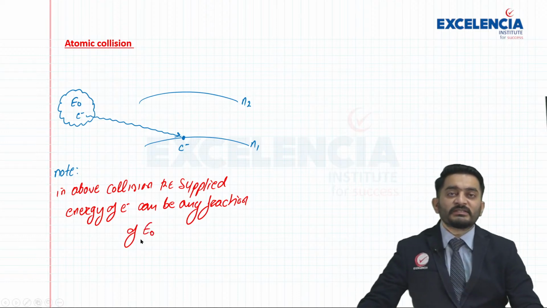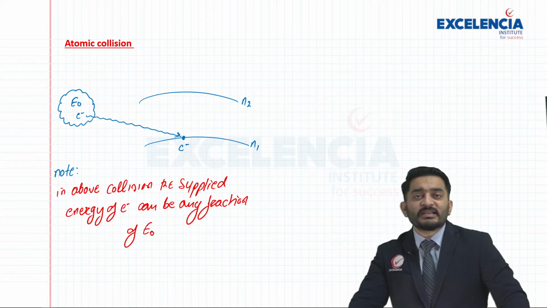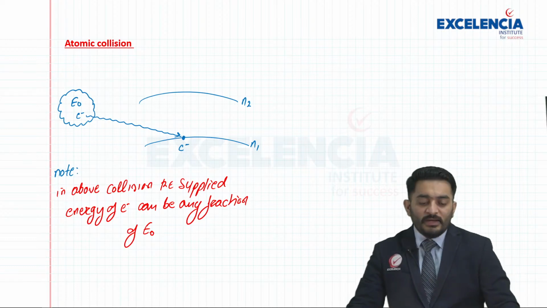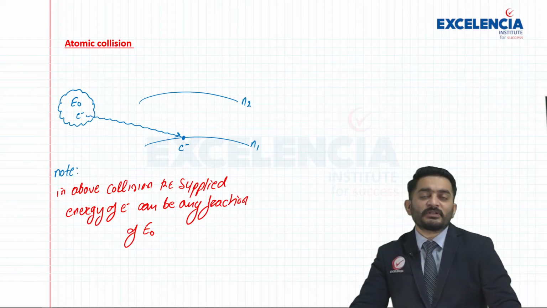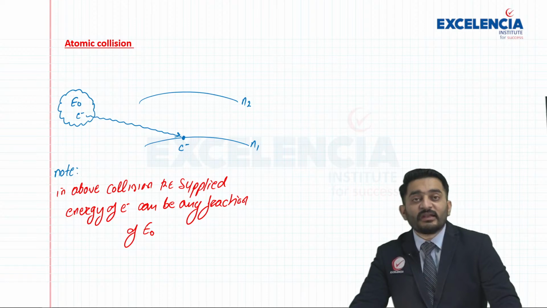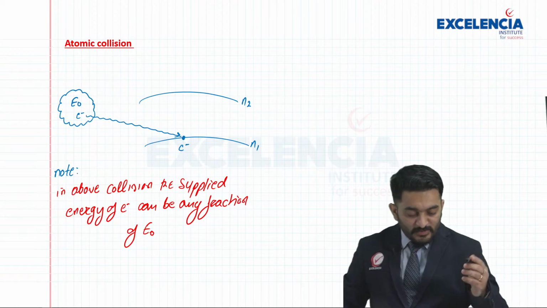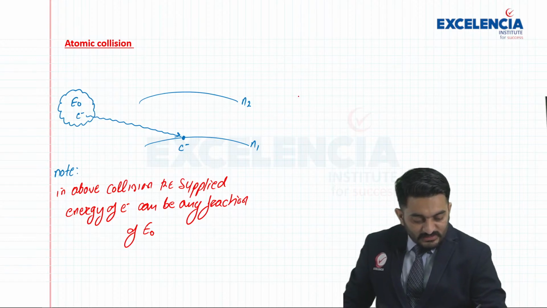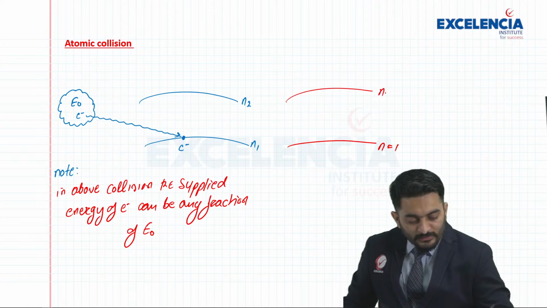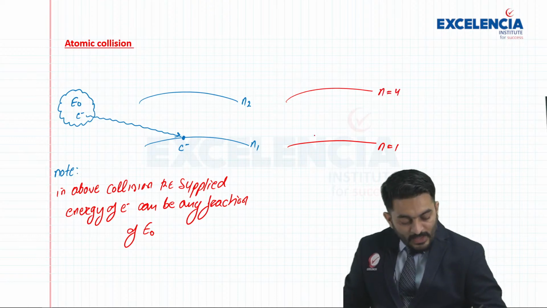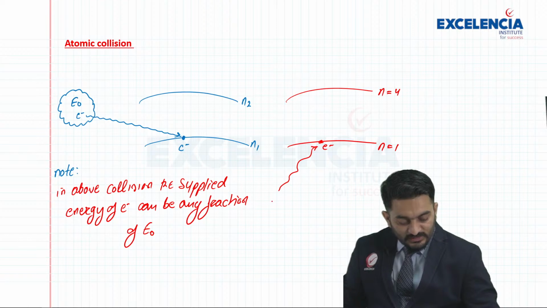For that, what you need to understand is that if the maximum energy is given as E naught, the electron can take any fraction of it. Let me give an example that will make things easy for you to understand. If I'm considering n equal to 1 and n equal to 4, and here you have an electron present and you are going to supply it energy, suppose an electron having an energy of 12.9 electron volt.